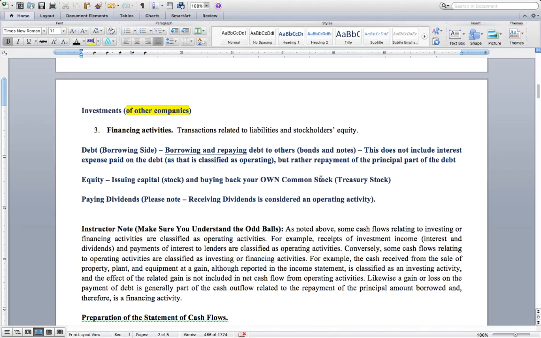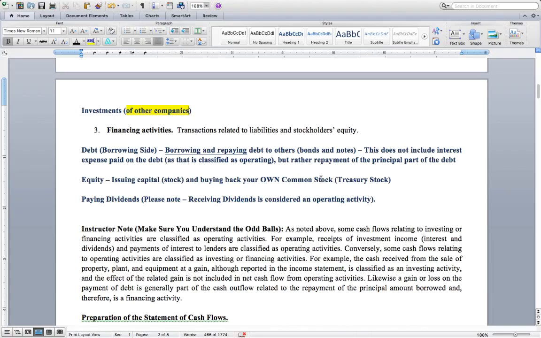Please note though that this does not include interest expense paid on the debt, as this is classified as operating. But when it's focused specifically on the repayment of the principal part of the debt, it is known as a financing activity. So this is one of those oddballs coming into play here where you could be paying back your principal, for example, on your student loans, and that would be classified as a financing activity, but the interest expense that you pay on your student loans, that would be considered an operating activity.